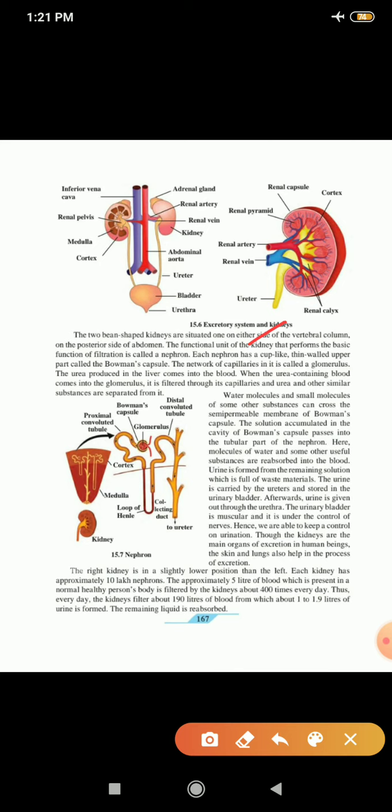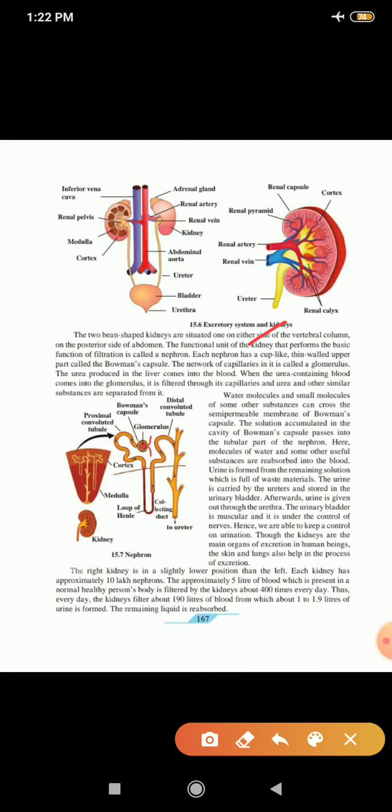Now let us observe the TS, or the picture of the kidneys, in the same picture 15.6. See, there is the kidney. You can see the renal vein, which has blue colored blood, or impure blood, I would say. Renal artery, pure blood. Renal pyramids you can see, renal capsule and the cortex and the renal calyx, as you have seen in the video.